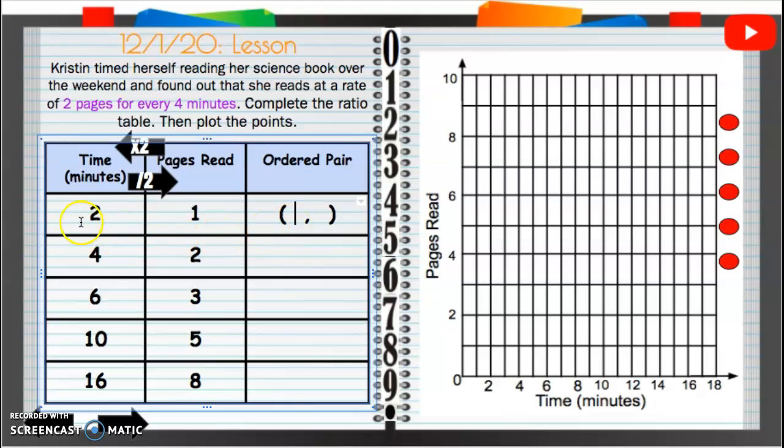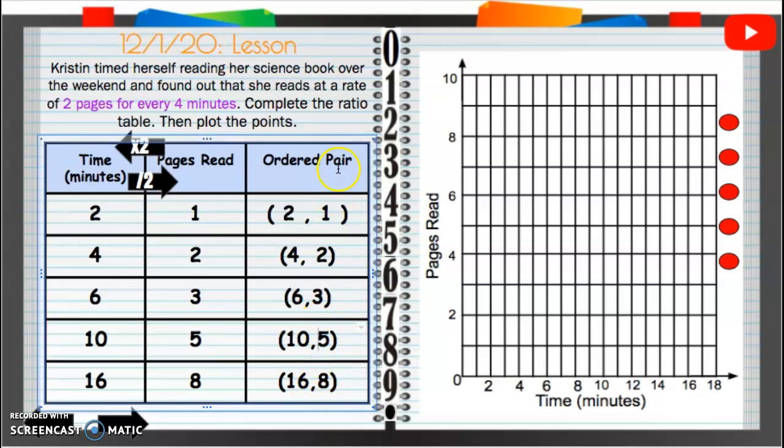So our ordered pair in this case is going to be 2. For 2 minutes, there's 1 page read. So it takes 2 minutes to read 1 page. The next one, for 4 minutes, it takes 4 minutes to read 2 pages. 4 minutes, 2 pages. 6 minutes for 3 pages. 6 minutes, 3 pages. Then our next one, 10, 5. And the next one, 16, 8.